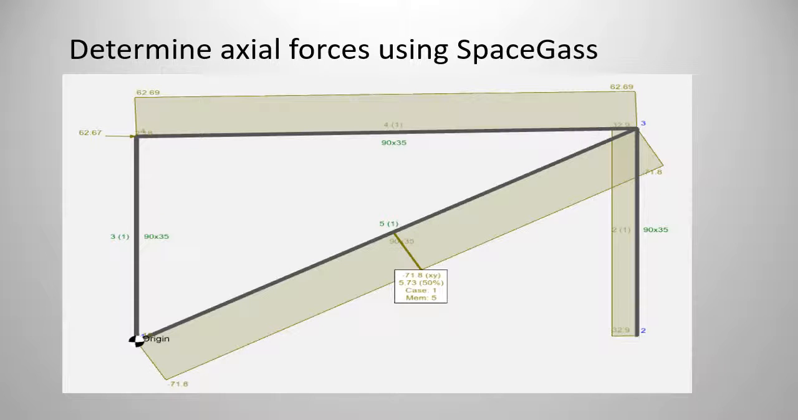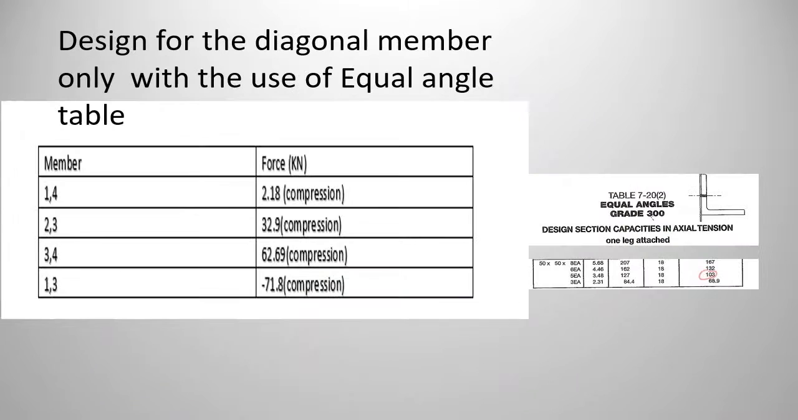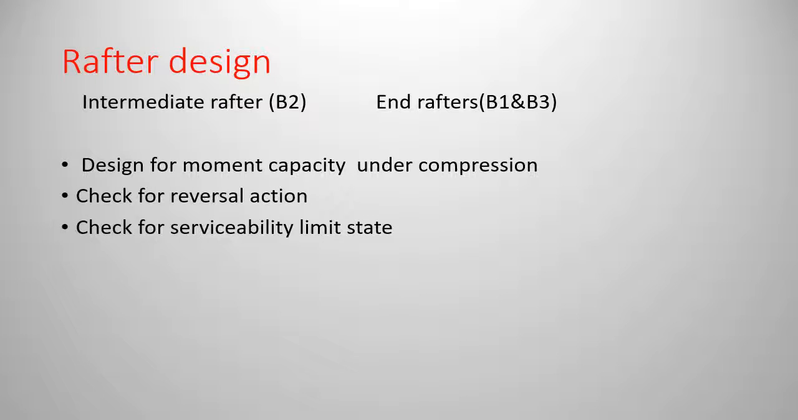Axial forces are determined with Space Gass. The diagonal members will then be designed with the use of the equal angle table. All the other members will then be designed in the later stage. We designed both the intermediate rafter and the end rafter in our project.